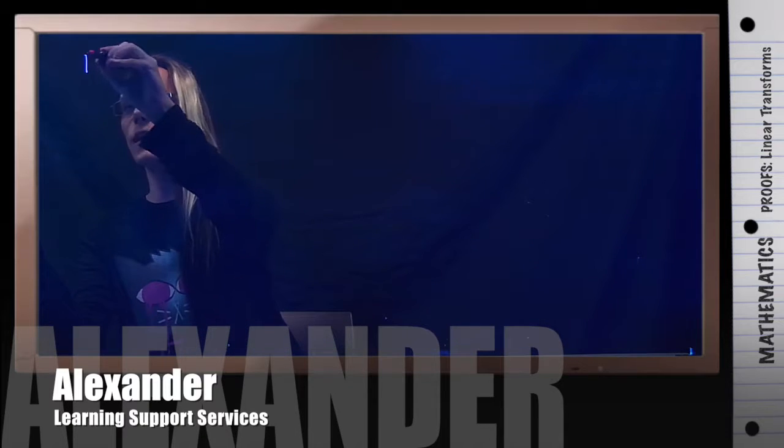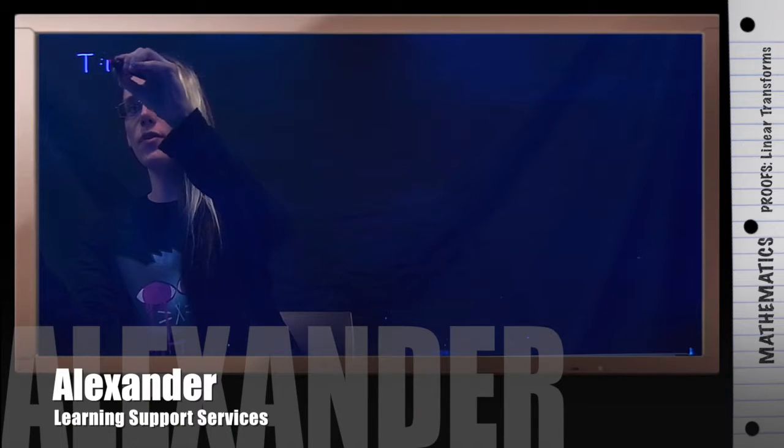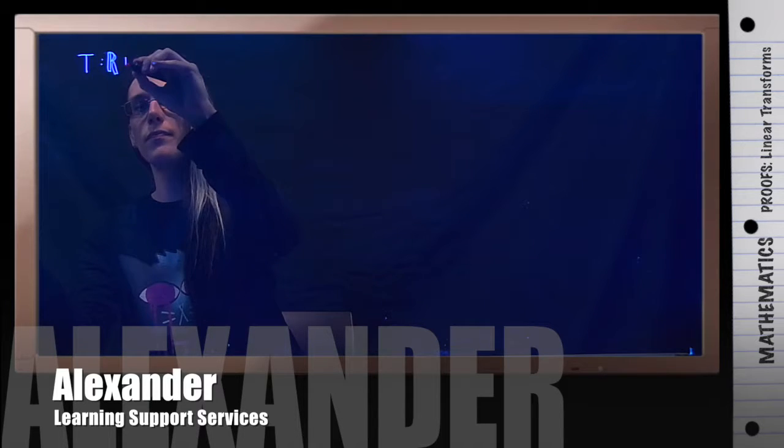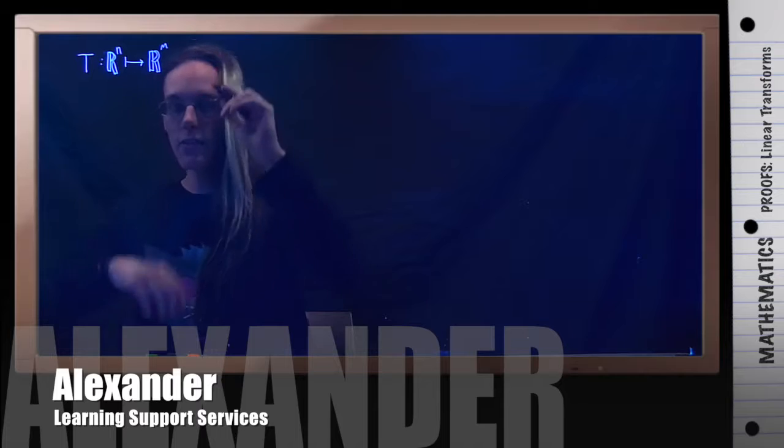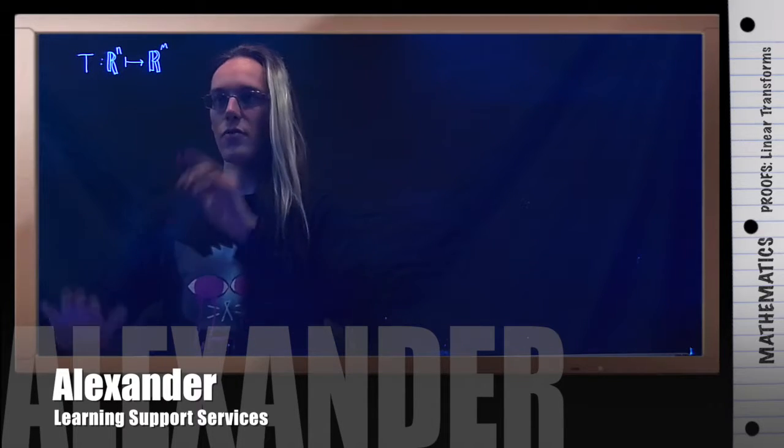So let us suppose that we have a transform T that goes from R^n to R^m. And let's assume, and this is crucial, that T is a linear transform.